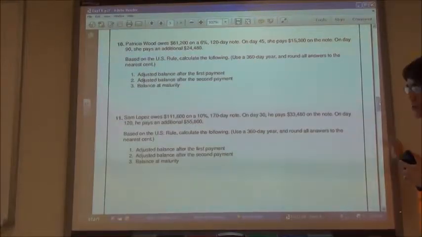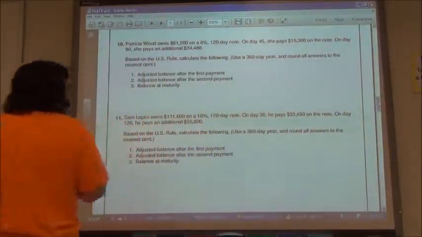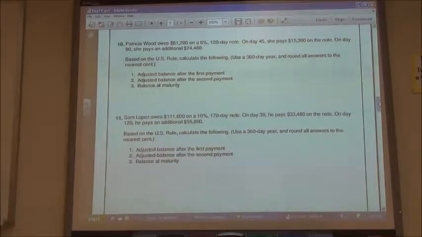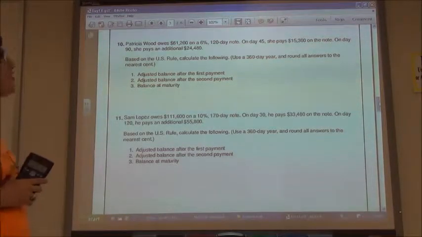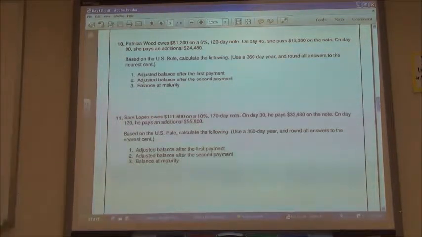Number 10, 11, and 12, again, are going to sort of look the same because they all go together. It says Patricia Wood owes $61,200 on a 6% 120-day note. On day 45, she pays $15,300 on the note. On day 90, she pays an additional $24,400 on the note. Based on the U.S. rule, calculate the following. Use a 360-day year and round all answers to the nearest cents. So adjusted balance after the first payment, adjusted balance after the second payment, and the balance at maturity. How much do you have to pay at the end?